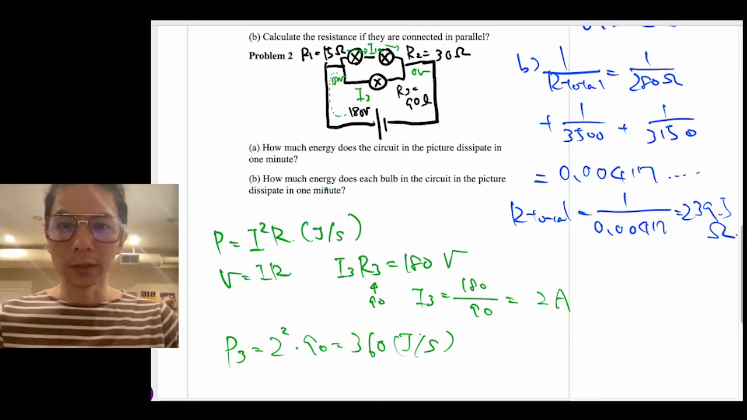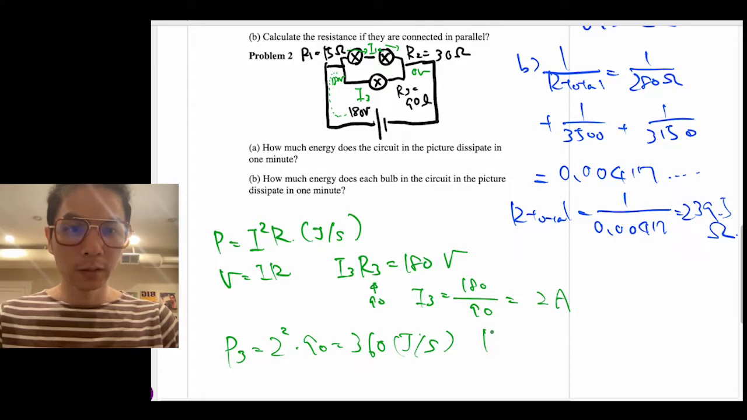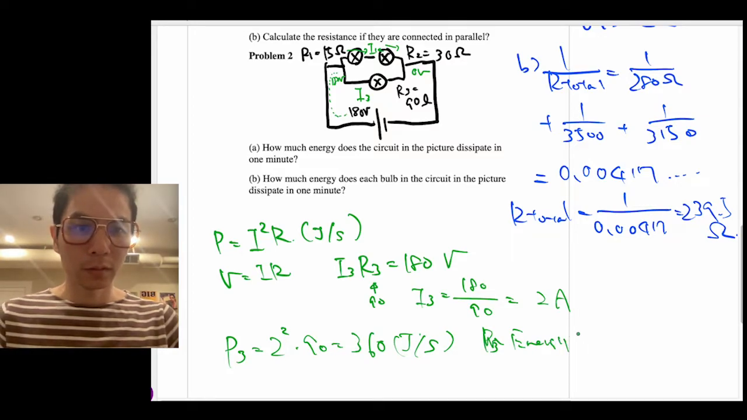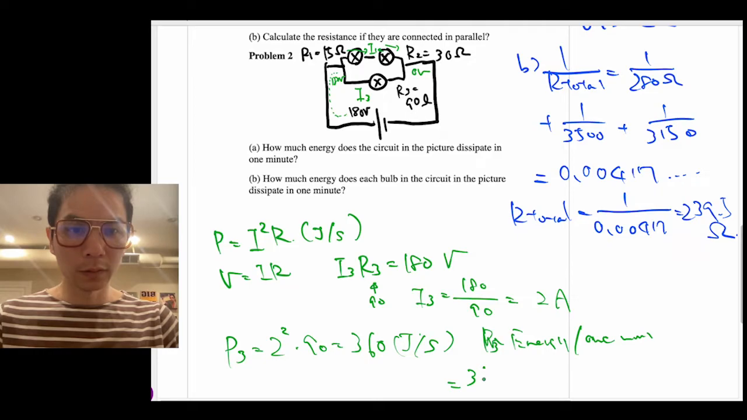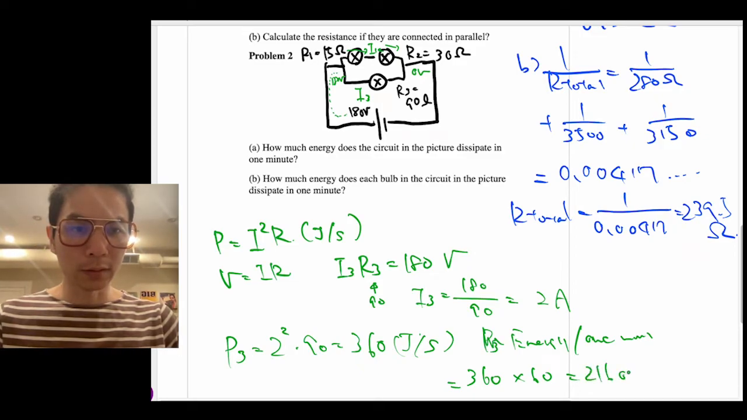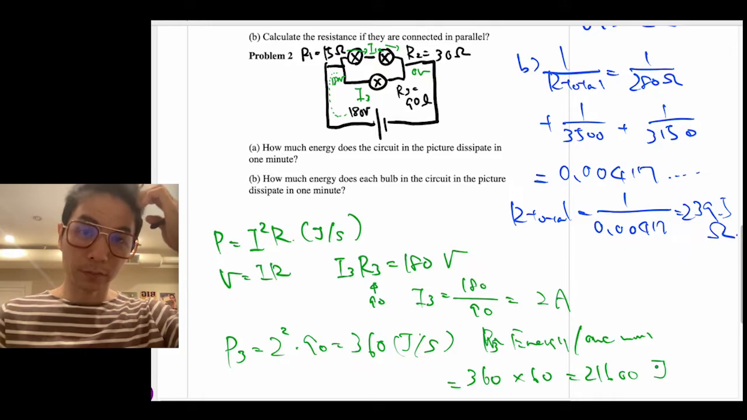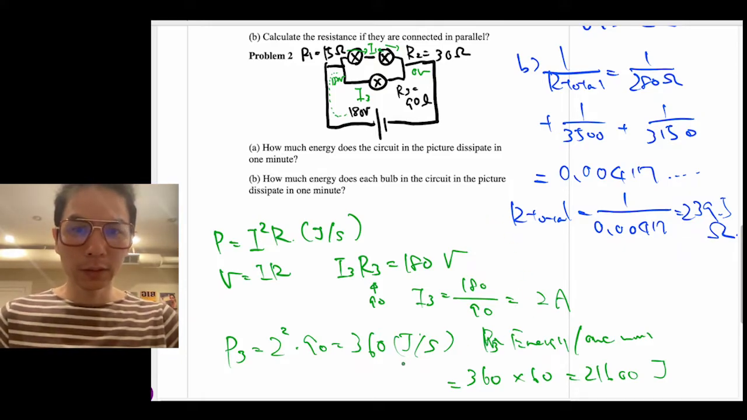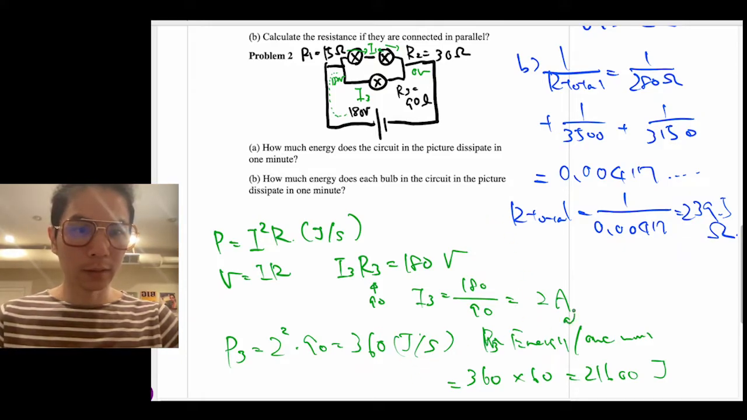What you have to obtain is the energy in 1 minute. So in this case, P3, or energy per 1 minute, equals 360 multiplied by 60, which can be calculated as 21600 joule. So this is basically the energy at R3.